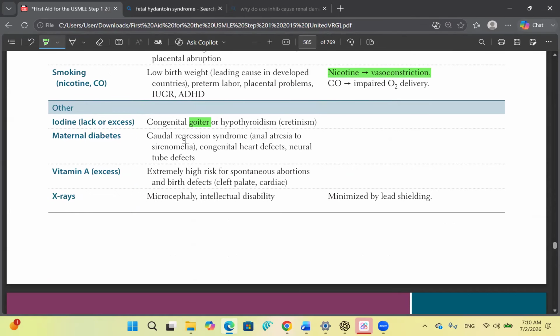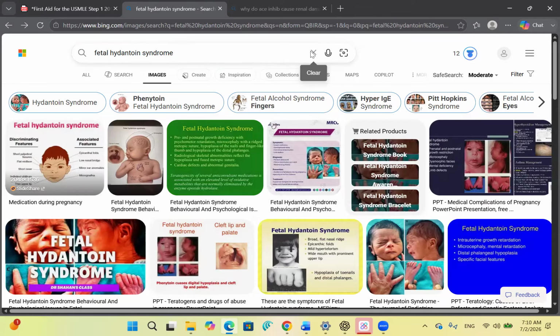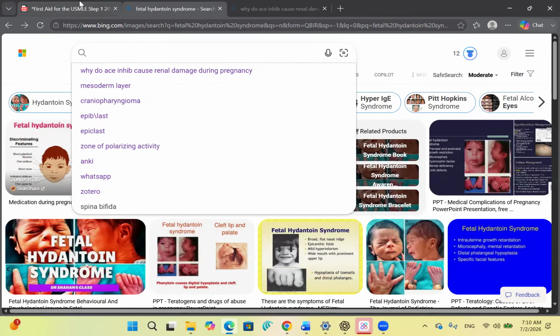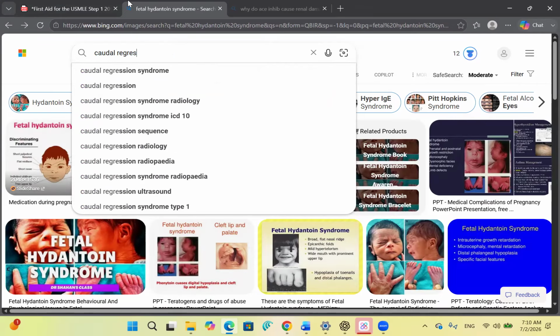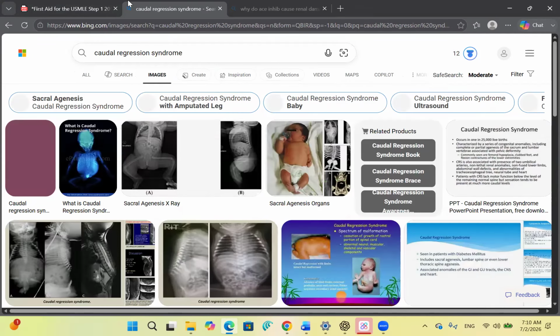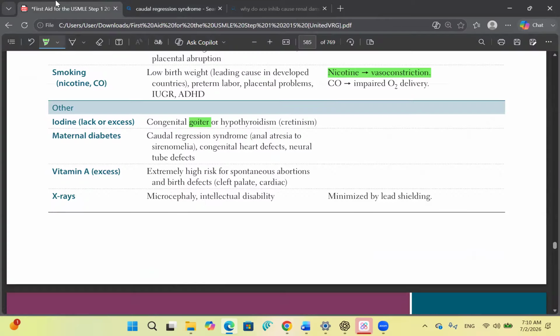Maternal diabetes causes caudal regression syndrome, congenital heart defects, and neural tube defects. So we have to see what caudal regression syndrome is. It is a very rare syndrome associated with maternal diabetes.